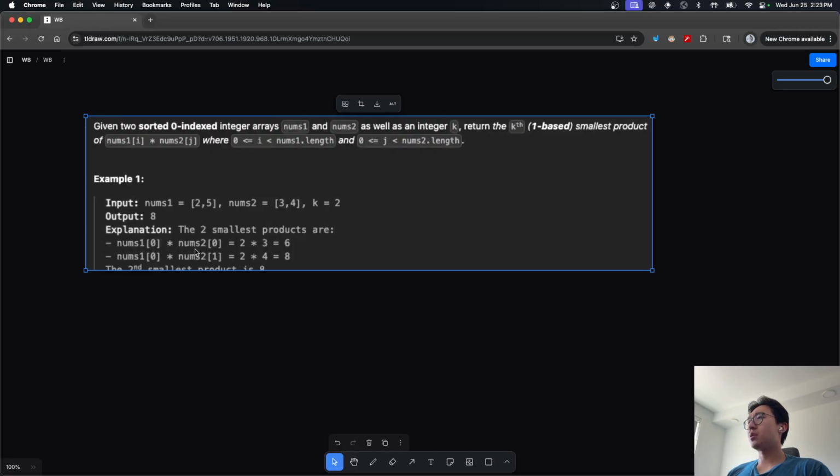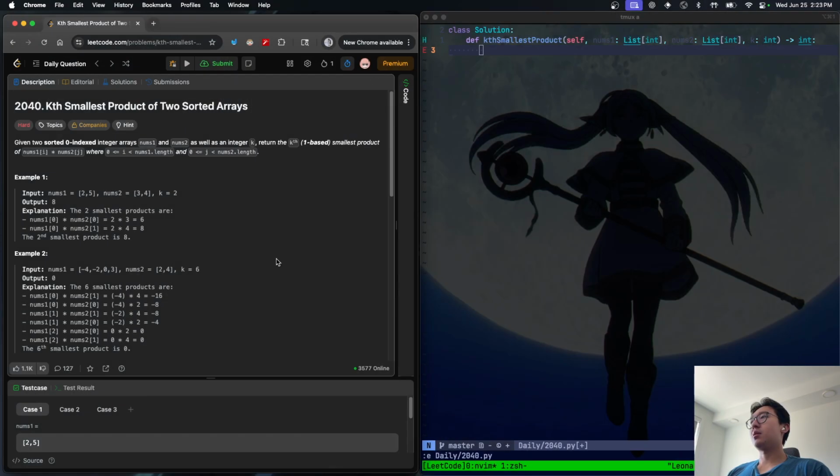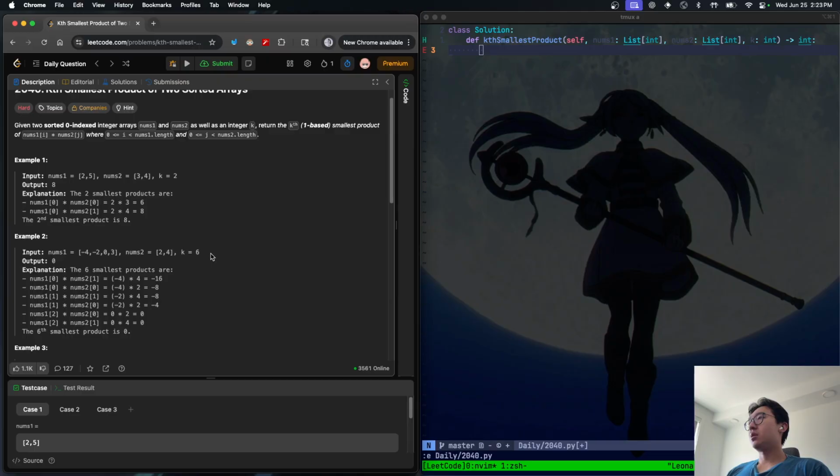The two smallest products are actually, oh wait, what? 2 times 3. Oh, we can have the same number multiple times. Oh, 2 times 3, 2 times 4. Oh wait. So in this case it should be -4 times the whole thing, and then 2 times the whole thing, and then we start with 0 times the whole thing, and then 3.